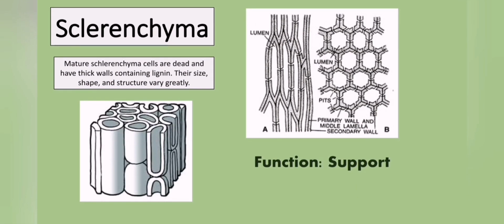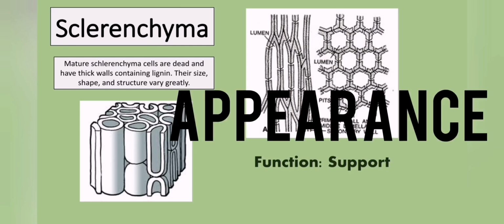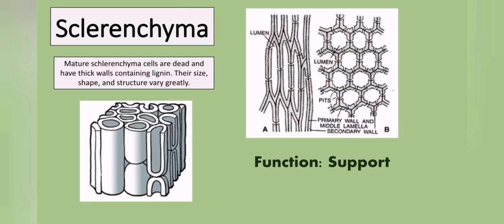Now, sclerenchyma is the third type of tissue, and although its function is also support, it looks much different, and you also find it in a different place. Mature sclerenchyma cells are actually dead, so they appear to also have thick walls, but they're not living. Sclerenchyma would be the type of tissue that you find in the bark of a tree.